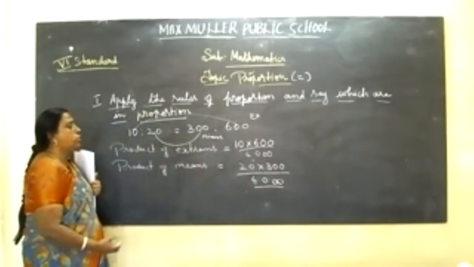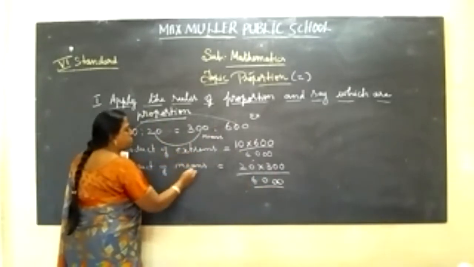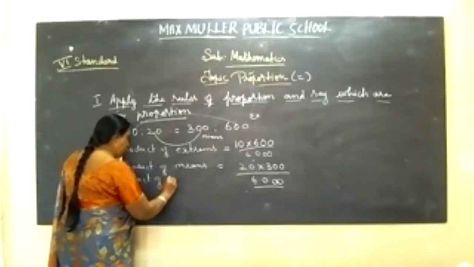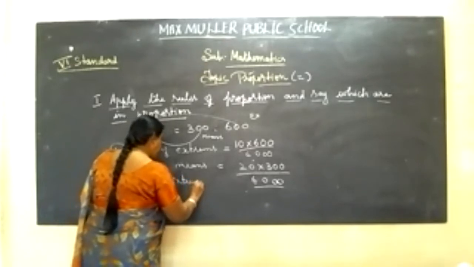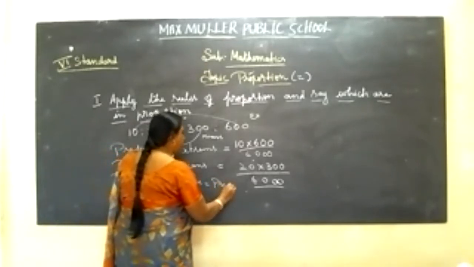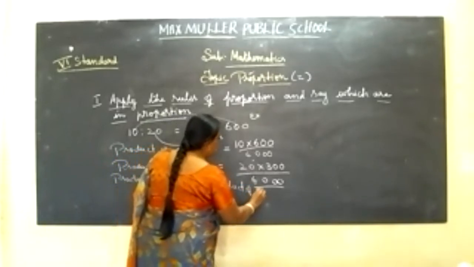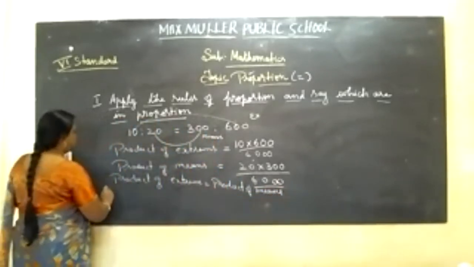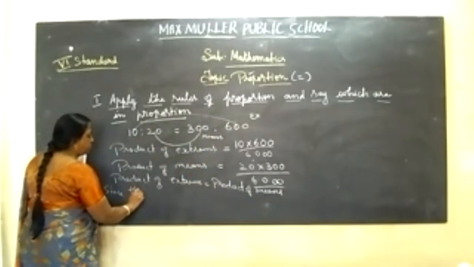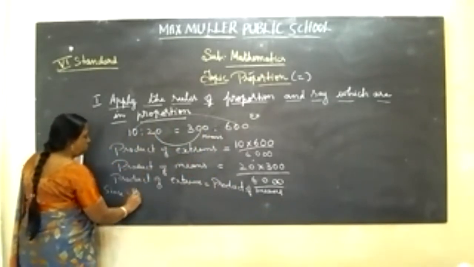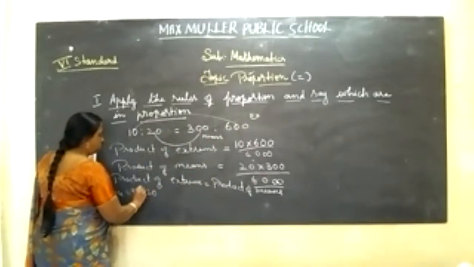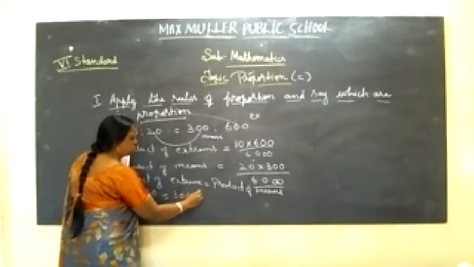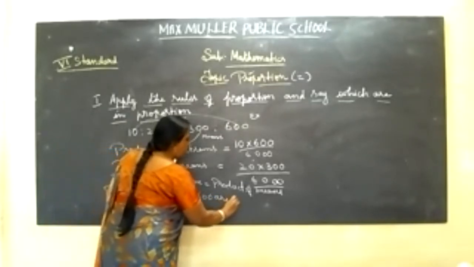So here we got both are equal. Product of extremes is equal to product of means. Since they are equal, they are in proportion. You can write 10 is to 20 equal to 300 is to 600 are in proportion.